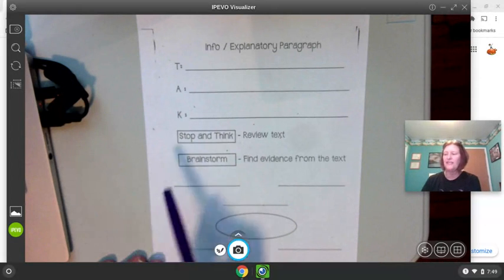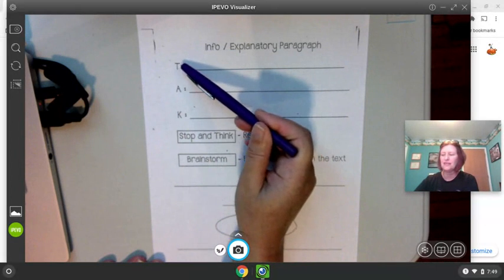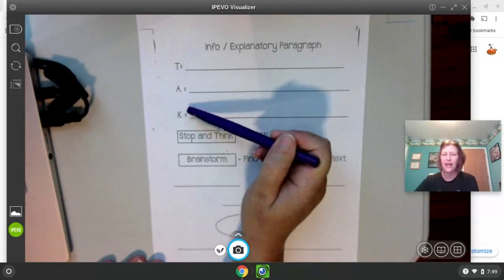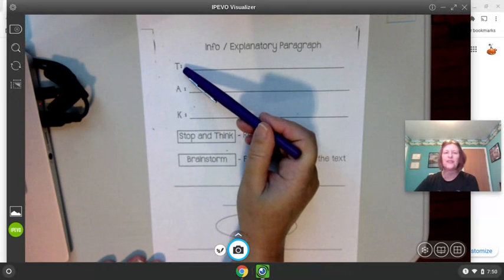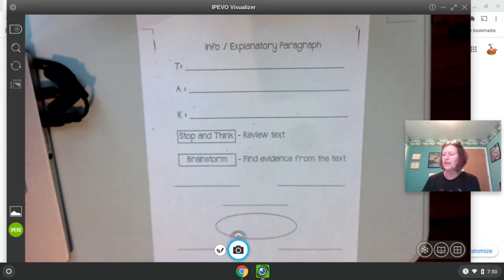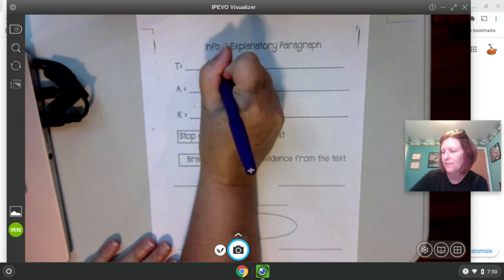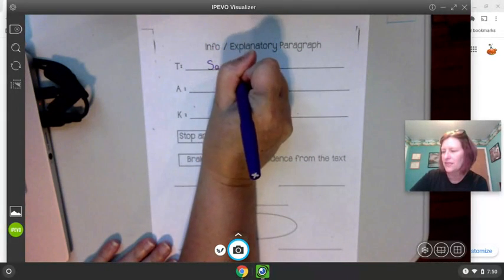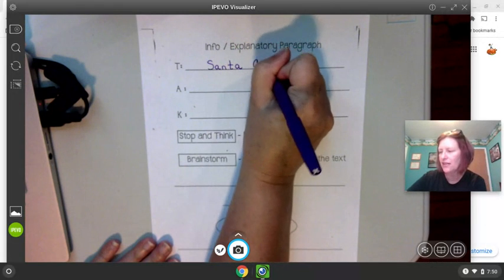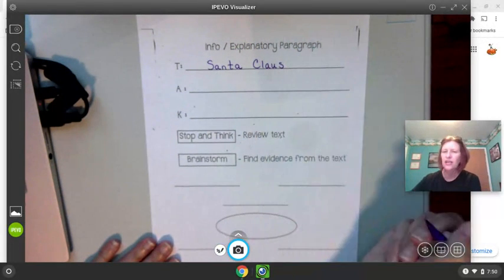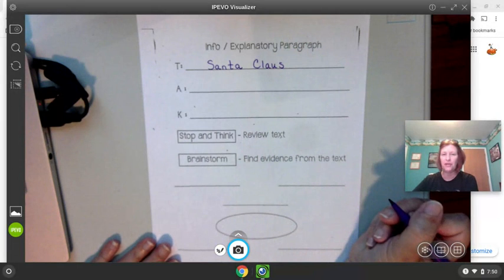All right. At the top, there are three things. It says T, A, and K. The T stands for the topic. So the topic is what we're going to write about. We're going to write about Santa. So on the topic line, we're going to write Santa Claus. He's the topic of our paragraph that we're going to write, Santa Claus.